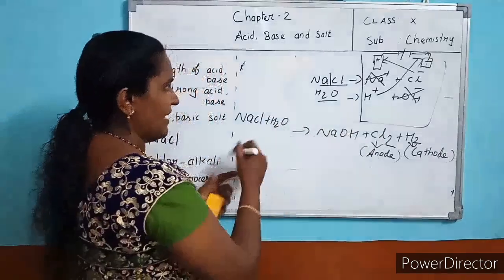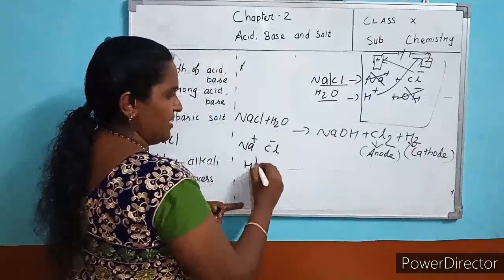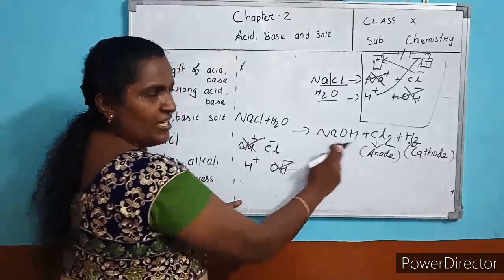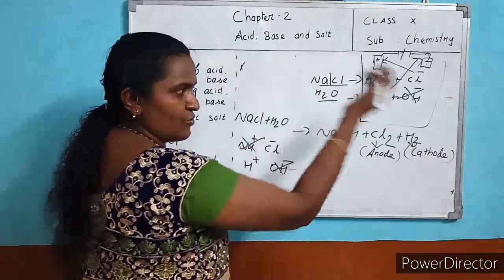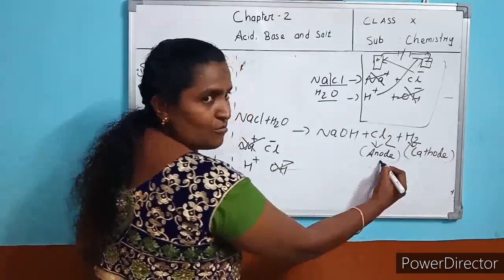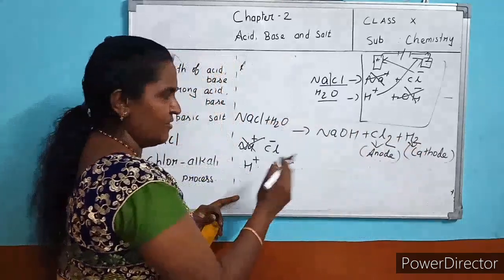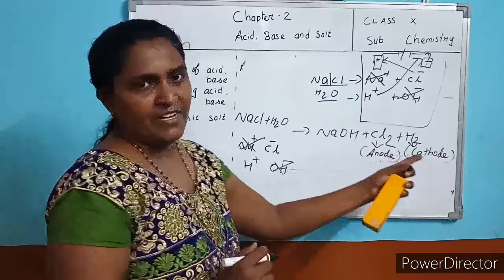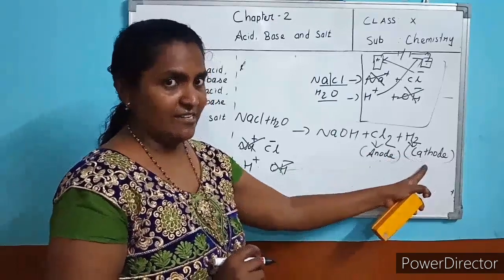I told you this is Na plus ion, Cl minus ion, water H plus ion, OH minus ion. And remember these two, plus and minus, join to form NaOH, and chloride minus goes to the plus rod, that is chlorine gas, plus goes to the minus rod, that is hydrogen gas. Chlorine gas, hydrogen gas. So these are the final products. Keep in mind what is liberated at the anode and what is liberated at the cathode.